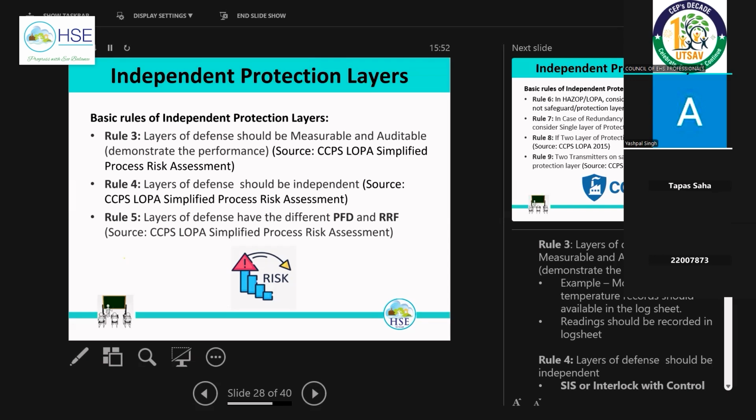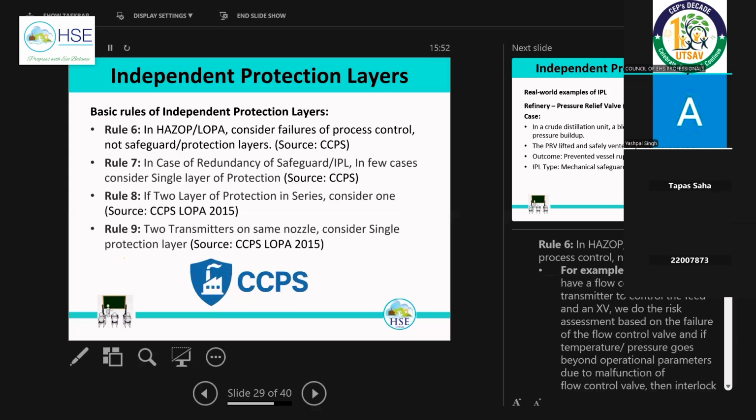That means we change from SIL rating 1 to SIL rating 2, which means we increase one layer. SIL rating 1 has PFD 10, and SIL rating 2 has PFD 100. So we add one layer through increasing the SIL rating, or reliability, of that control system. So this is another method by which we can change the PFD and increase the PFD of that particular deviation. So this is rule 5, which we follow.